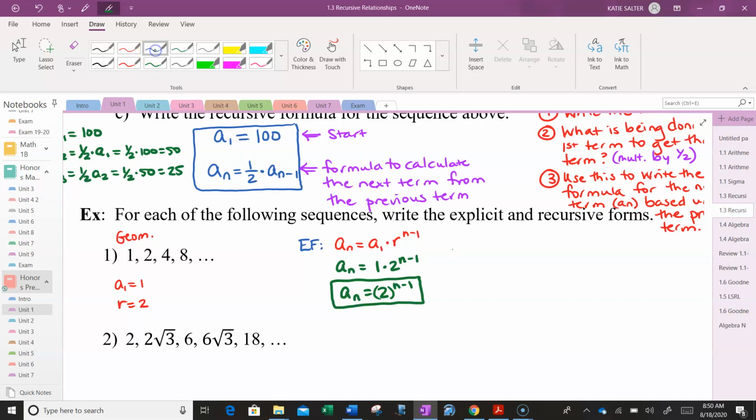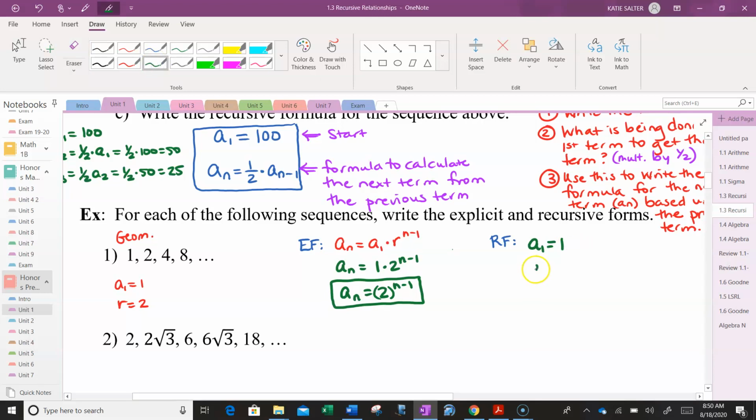All right, but for the recursive formula, this is where we break it down and we really explain the pattern. So remember, it always has to have two parts. The first part is where do you start? If you don't give the first term, there's no way that anybody could use this formula to calculate the other terms because they wouldn't know where to start. So in this case, our first term is 1. Sorry, I don't know why I wrote 100 right there.